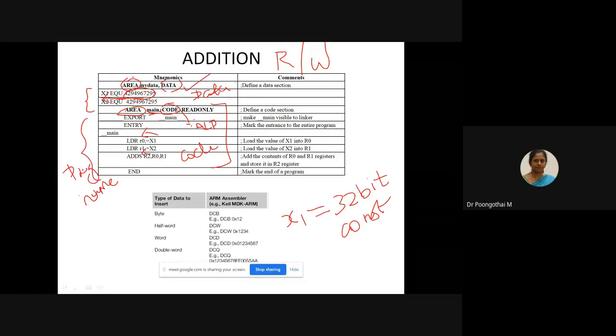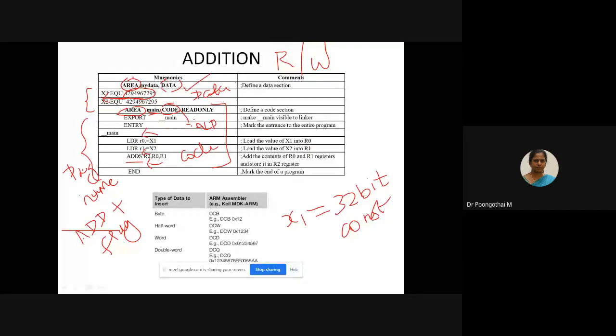After that, the instruction given here is ADDS R2, R0, R1. ADDS means addition with flag update, which means after the addition operation, the result will affect your APSR register. This instruction will add the content of R0 and the content of R1, and the result will be held by the R2 register. So this is the logic of this program. To access the data from the data section, we have to use the LDR instruction.